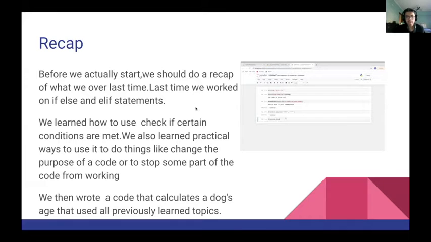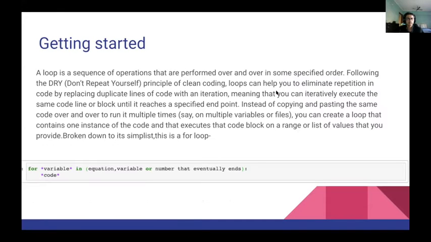Before we begin, we should do a recap of what we did last time. Last time, we worked on if, else, and elif statements. We learned how to check if certain conditions are met. We also learned practical ways to do things like change the purpose of a code or to stop some part of a code from working. We then wrote a code that calculates a dog's age that used all the previously learned topics. Now, let's move on to today's topic.